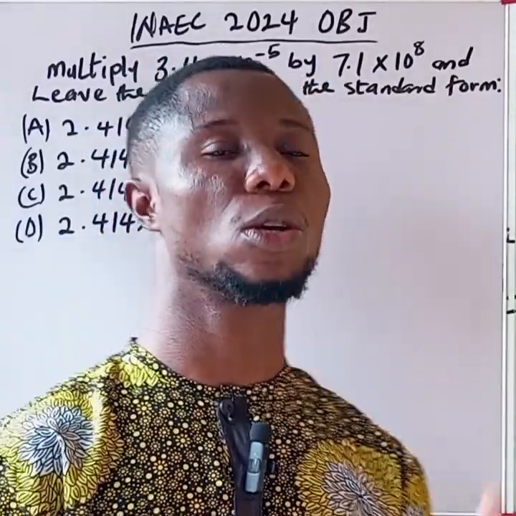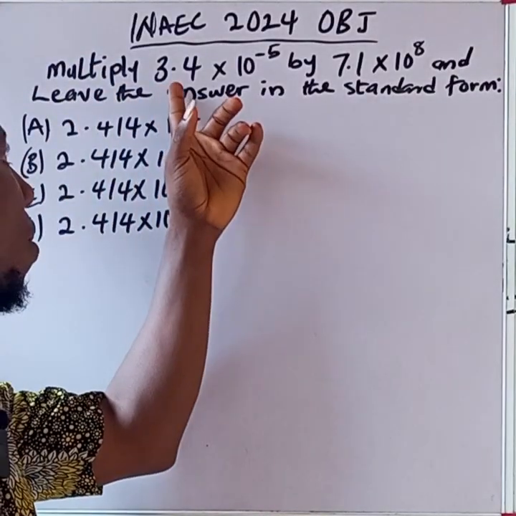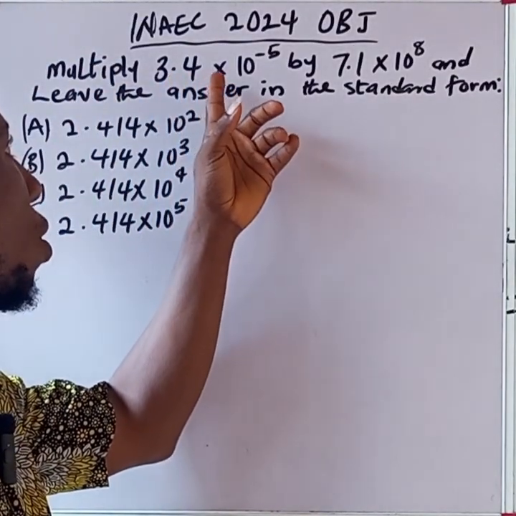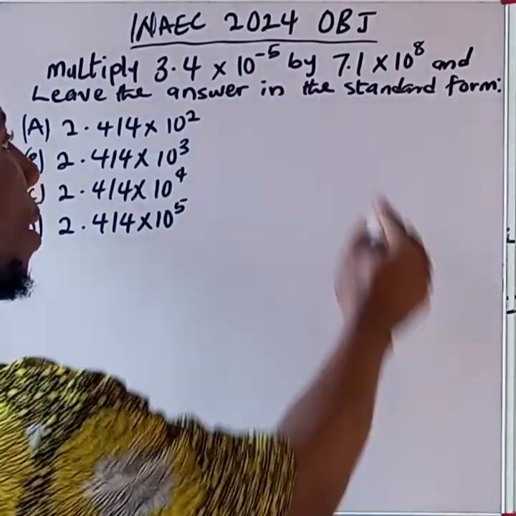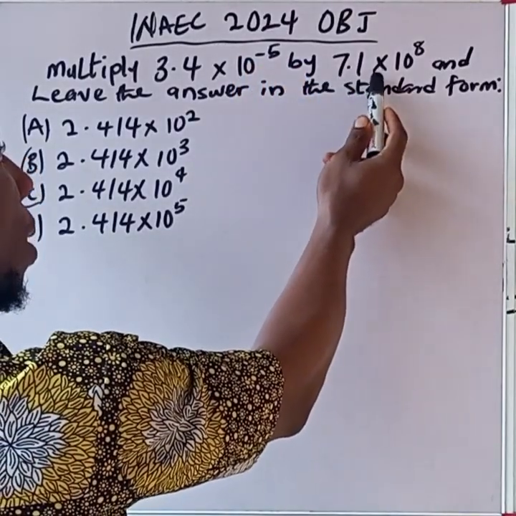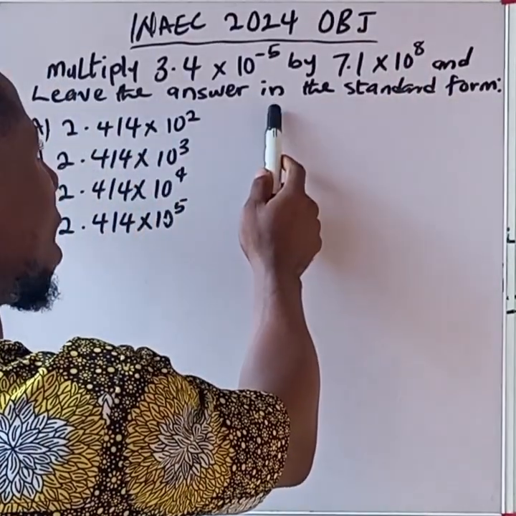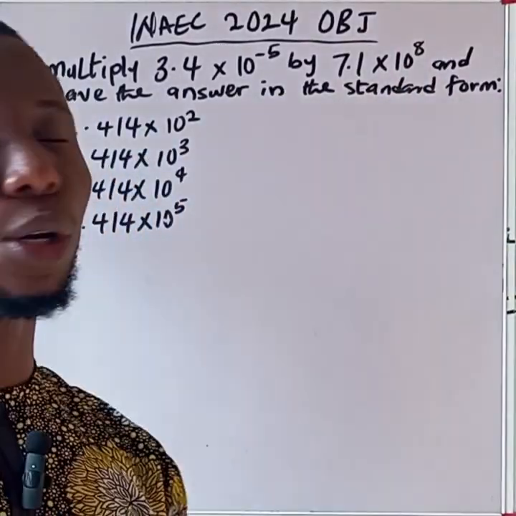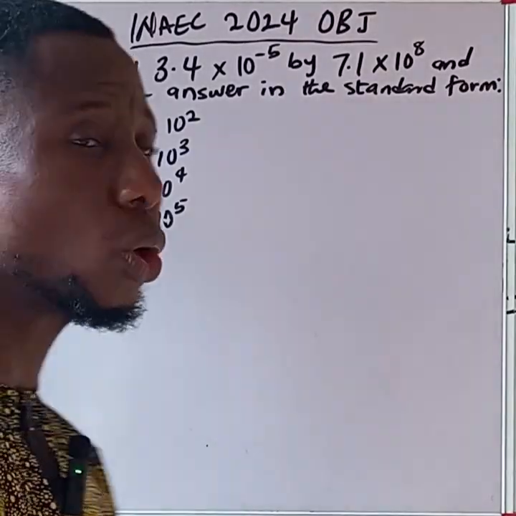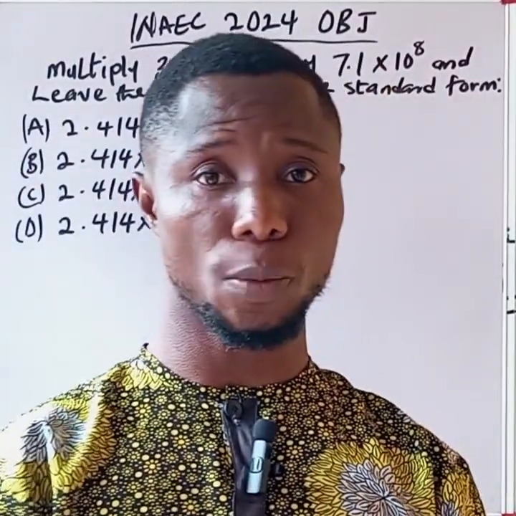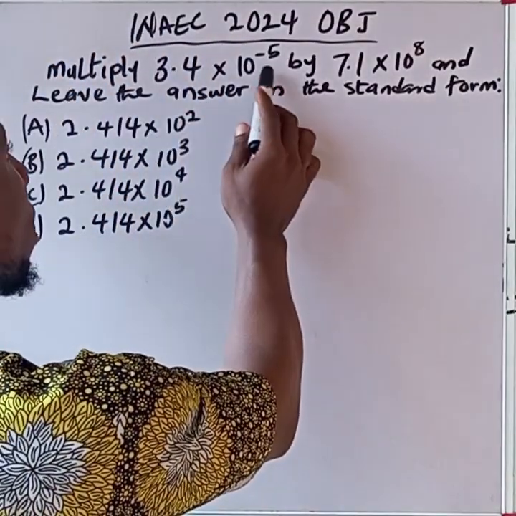All right, so let's consider this question on the board. It says multiply 3.4 times 10 raised to the power of minus 5 by 7.1 times 10 raised to the power of 8 and leave the answer in standard form. So we are given 4 different options. Now, what are we going to do to multiply this? First of all, we have to multiply the coefficients.